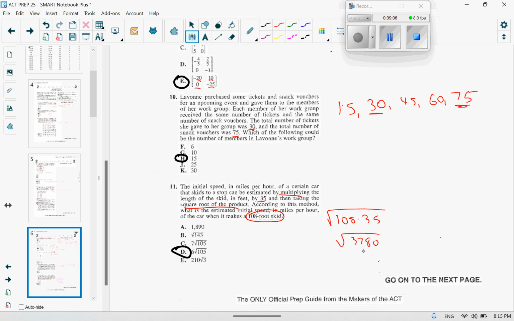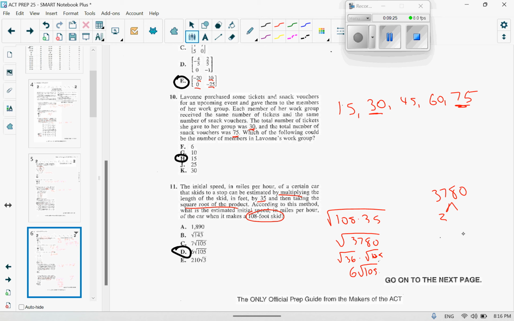There's a couple ways you can break it down. You could recognize that it's 36 times 105, and therefore 36 has a perfect square root of 6. Or you could break down with a factor tree process where you're breaking down each individual value.